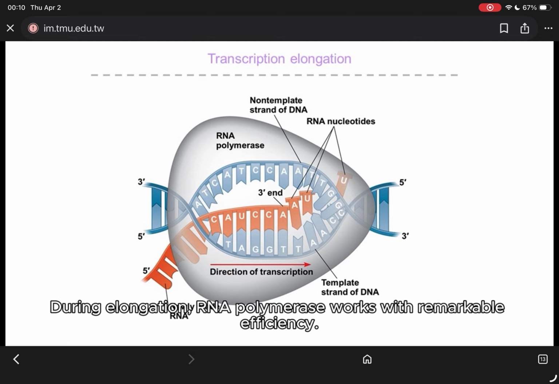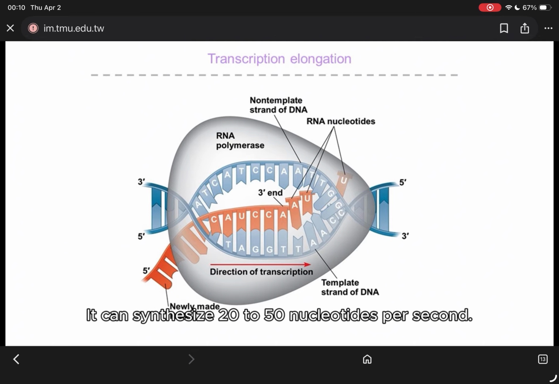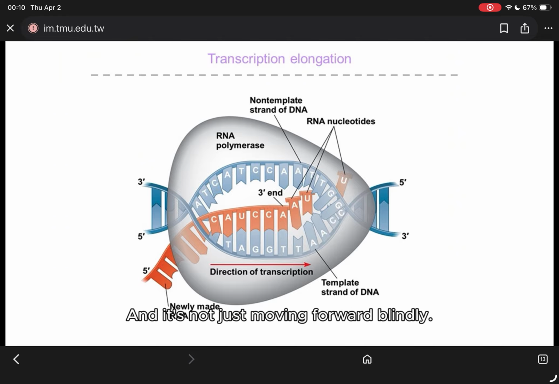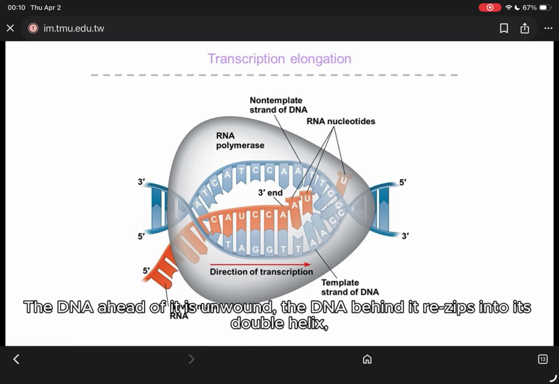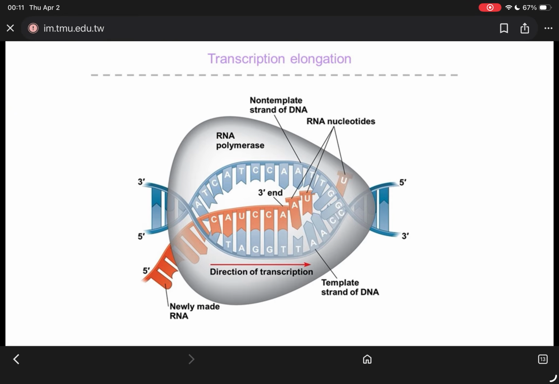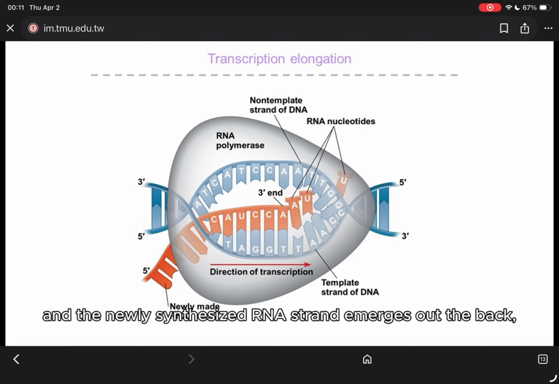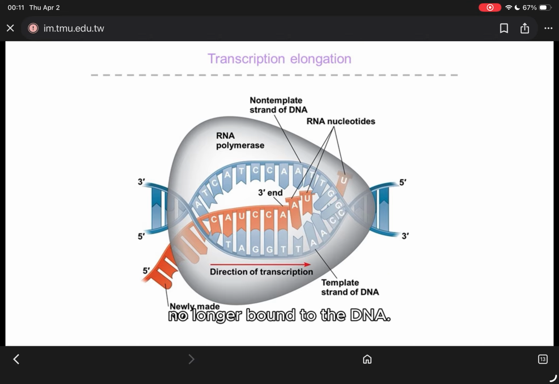During elongation, RNA polymerase works with remarkable efficiency. It can synthesize 20 to 50 nucleotides per second. And it's not just moving forward blindly. It manages the process as it goes. The DNA ahead of it is unwound, the DNA behind it rezips into its double helix, and the newly synthesized RNA strand emerges out the back, no longer bound to the DNA.